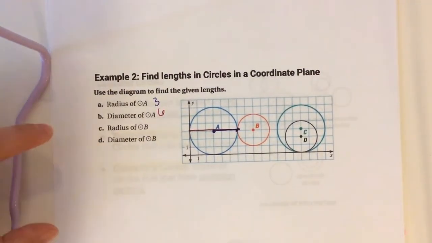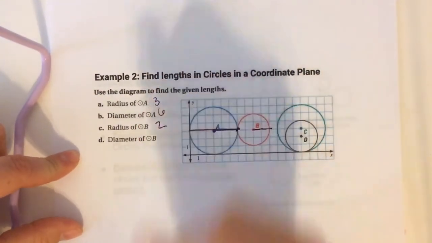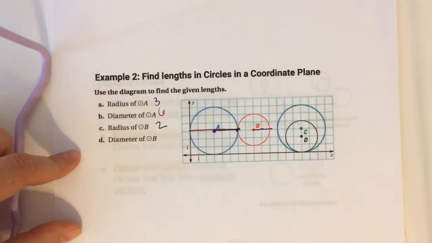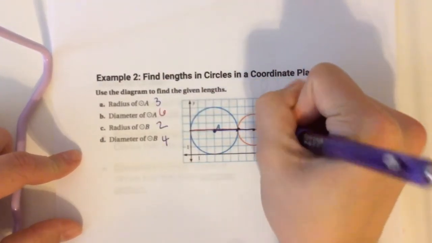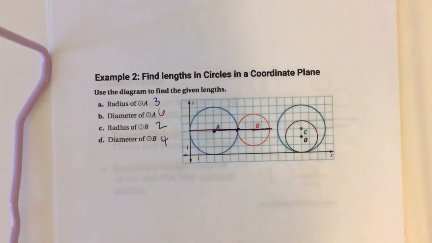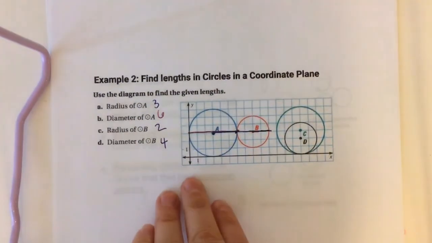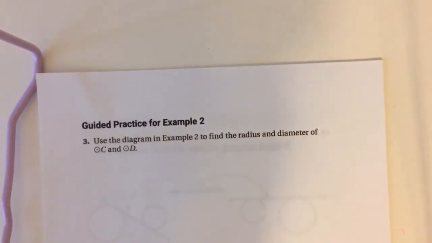Moving on to circle B, the radius of circle B, again, we can just count 1, 2. And again, the diameter of circle B is going to be double that radius, or counting all the way across, 1, 2, 3, 4. So that's pretty easy, not too bad. So why don't you guys go ahead and pause the video again and try this guided practice on your own.